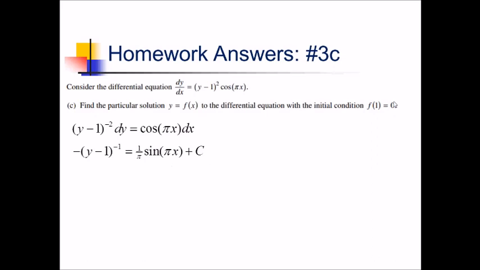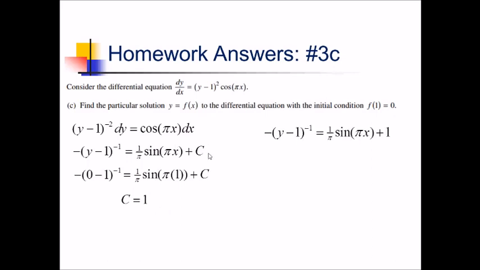Now we have to plug in that initial condition. I've got 0 going in for the y over here, and 1 going in for the x. Sine of pi is going to be 0, so we've just got c when all is said and done on the right side. On the left side, this is, let's see, -1. The reciprocal is still -1, but we have a negative out there, so altogether +1 for that c value. So let's plug that 1 back in for c in the general solution.